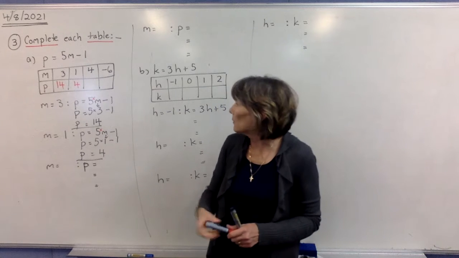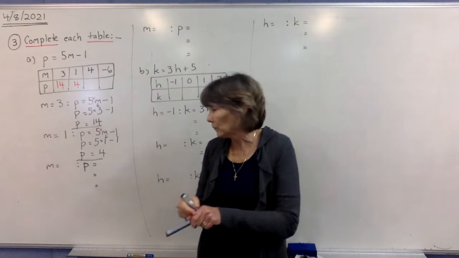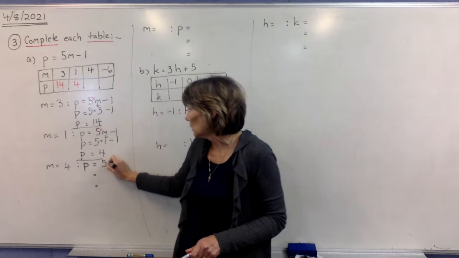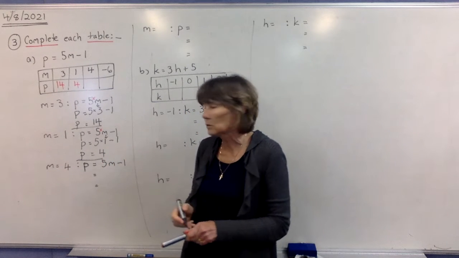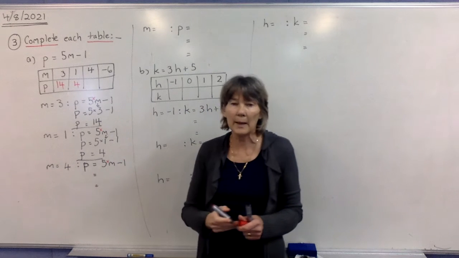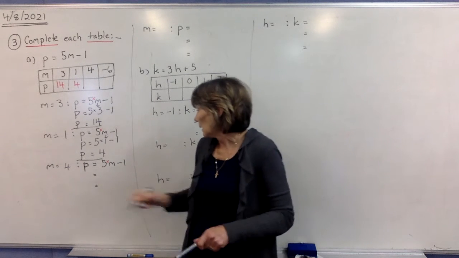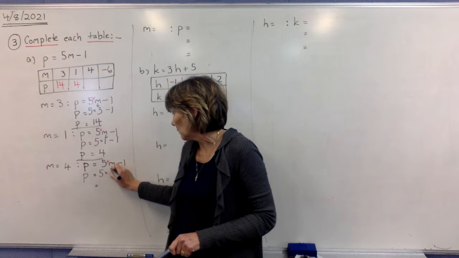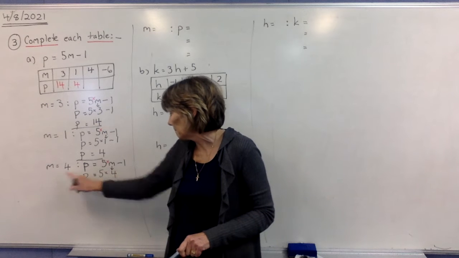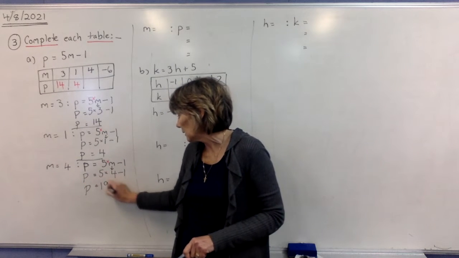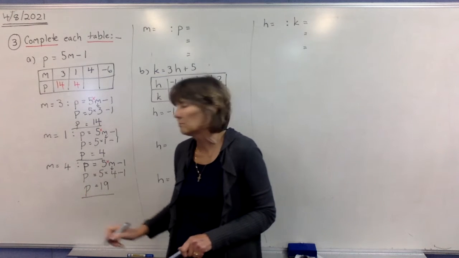All right, the next number for m is 4. Let's write it down. M equals 4. Write your rule. P equals 5m minus 1. Put the times sign in. Don't forget about it or you'll get it wrong. And then we write p equals 5 times 4 goes in now for m, minus 1. Use your calculator. And you will get 19.